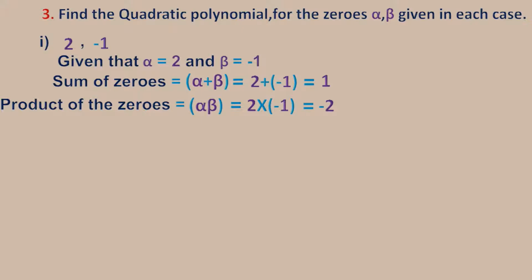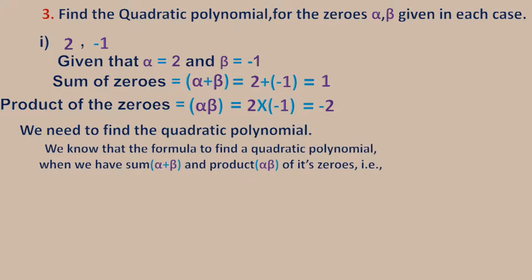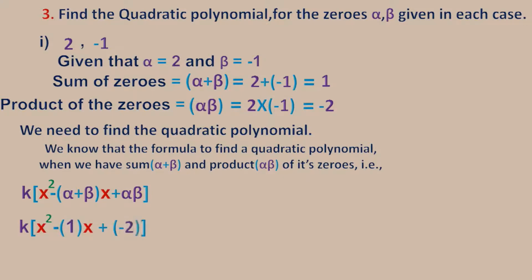So now we have the sum of the zeros and the product of the zeros, and now we are able to find the quadratic polynomial. The formula for finding the quadratic polynomial is k into x square minus alpha plus beta into x plus alpha into beta. If we substitute the alpha plus beta value and the alpha into beta value, we get k into x square minus 1x plus minus 2, and by simplifying this expression we get k into x square minus x minus 2.